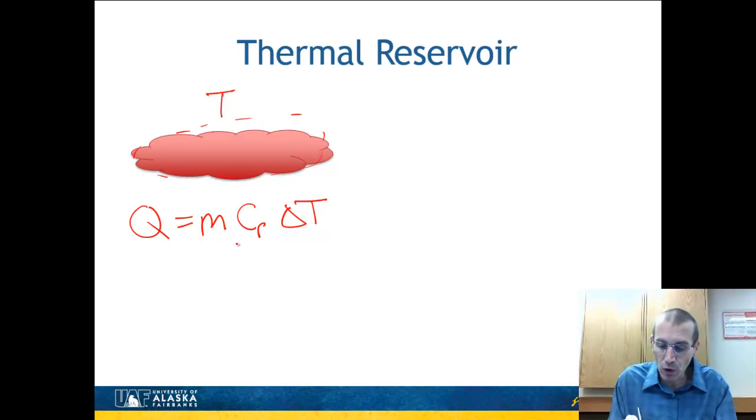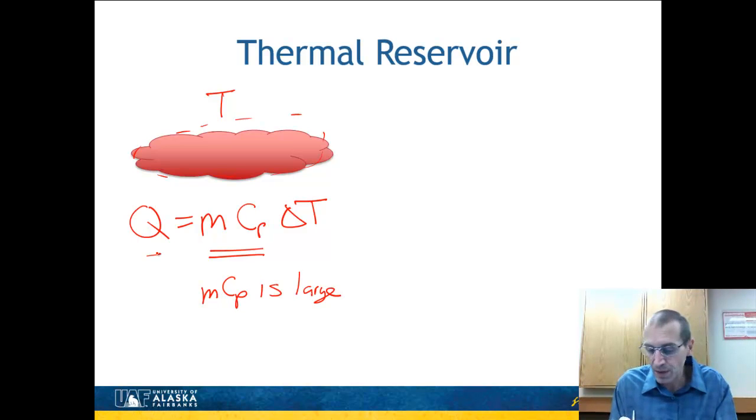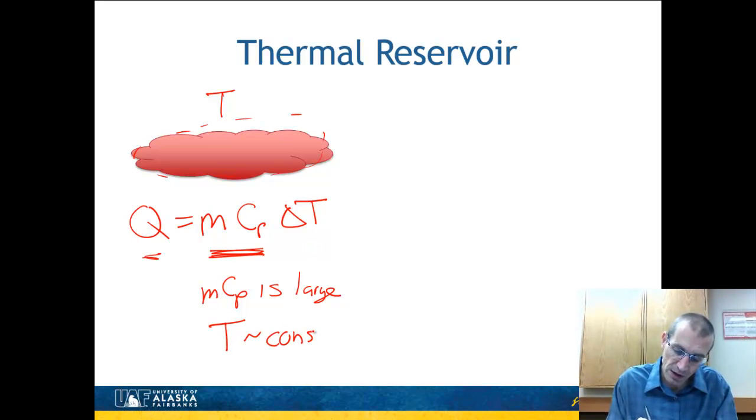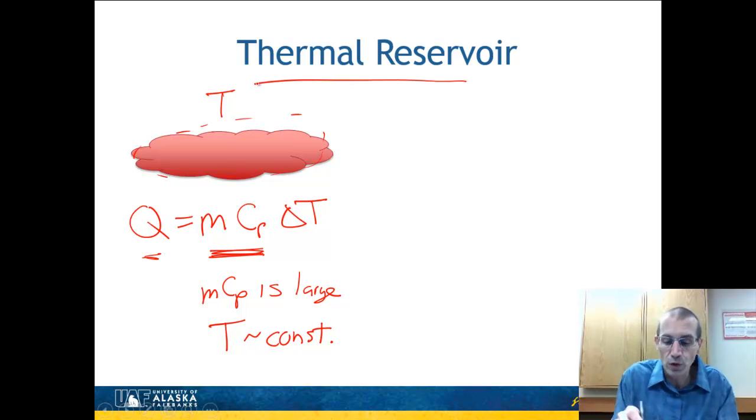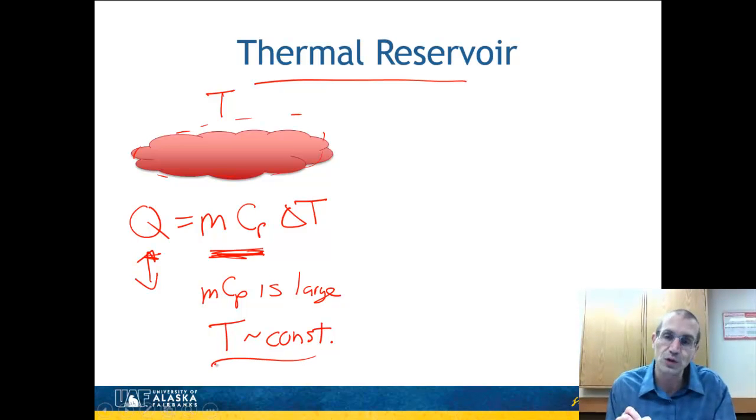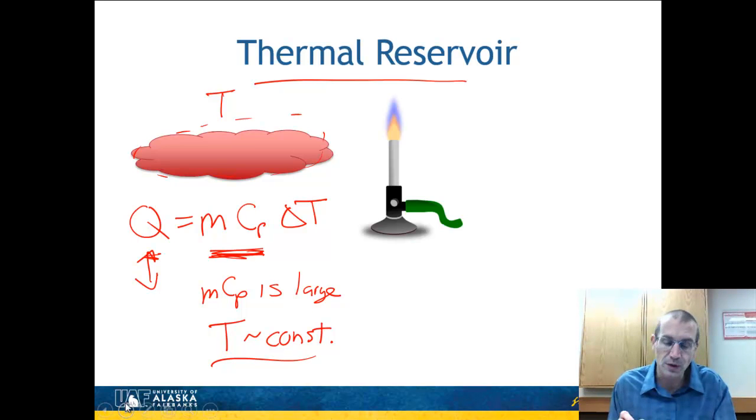Now, if my system was very large, so it had a very large mass and a reasonable heat capacity, such that this term M C sub P was very, very large, then for a given amount of Q, I would end up with a small delta T. As this term gets larger and larger, delta T gets smaller and smaller, to some point at which T is essentially constant. So we call a thermal reservoir something that has a very, very large M C sub P term. Therefore, we can add energy to it, Q, or even remove energy from it, and the temperature will more or less remain constant.